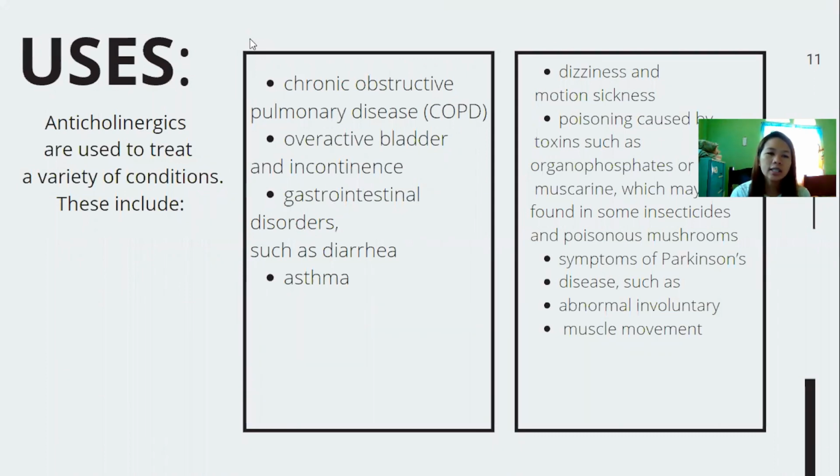Uses. Anticholinergics are used to treat a variety of conditions. These include chronic obstructive pulmonary disease or COPD, overactive bladder and incontinence, gastrointestinal disorders such as diarrhea, and lastly, asthma, dizziness and motion sickness, poisoning caused by toxins such as organophosphates or muscarine, which may be found in some insecticides and poisonous mushrooms. Symptoms of Parkinson's disease such as abnormal involuntary muscle movement.